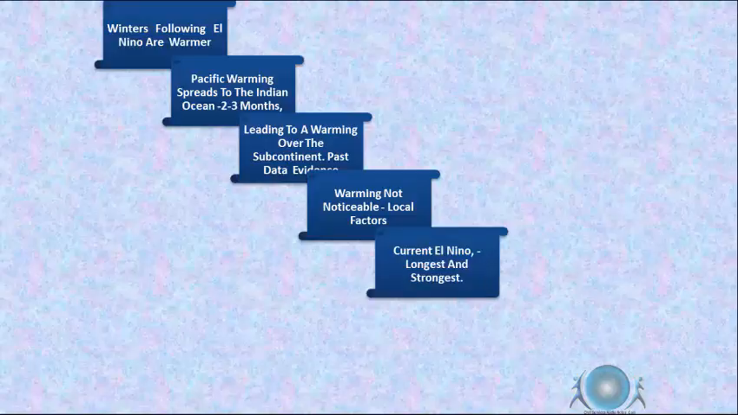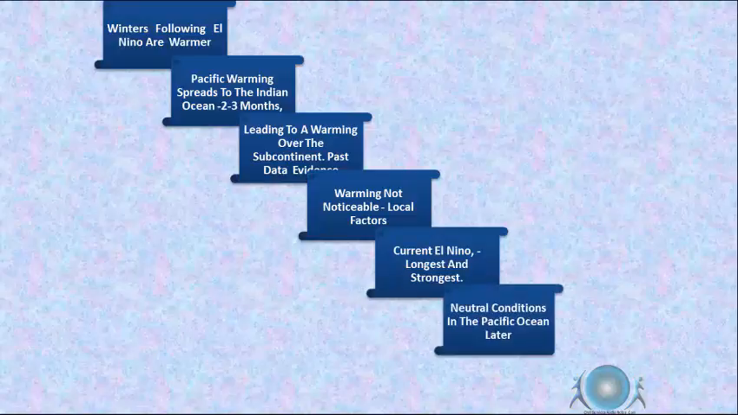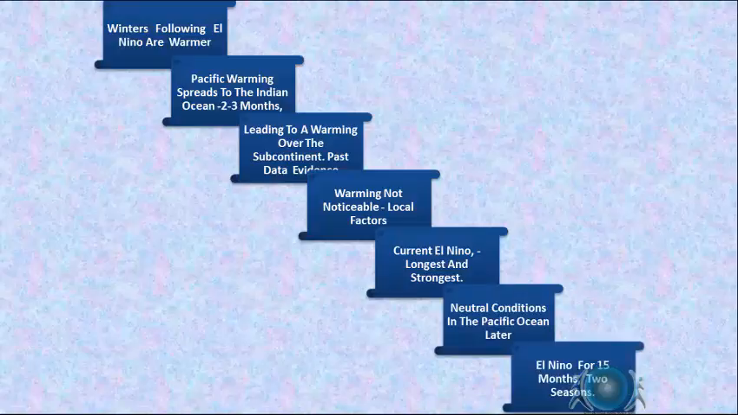The current El Nino, however, is one of the longest and strongest ever. By the time neutral conditions are expected to be established in the Pacific Ocean later this year, the El Nino effect would have persisted for 15 months. That is, it will cover 2 seasons almost. Therefore, we may have warmer winters for 2 years.